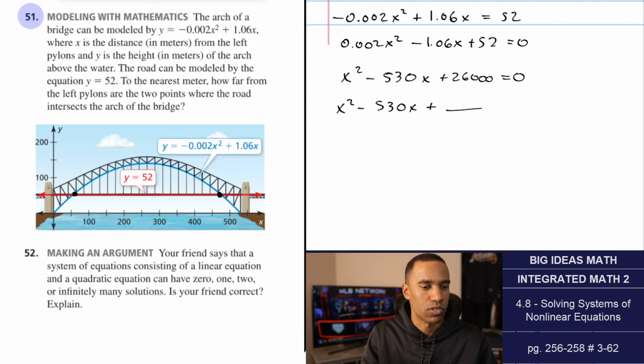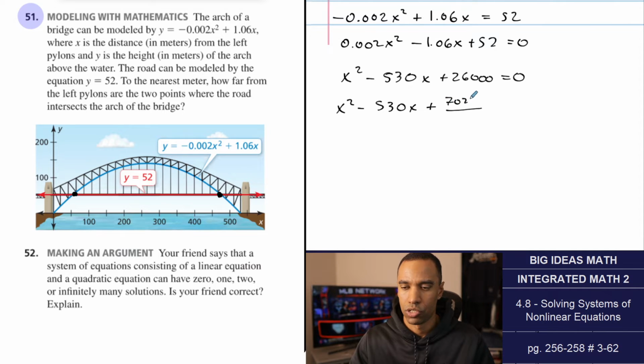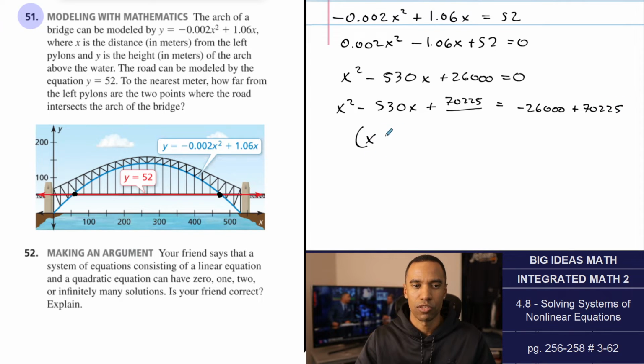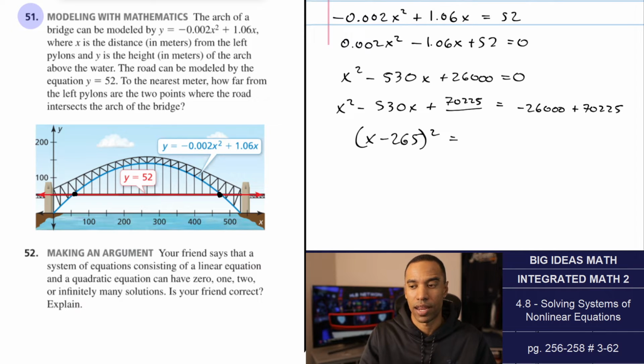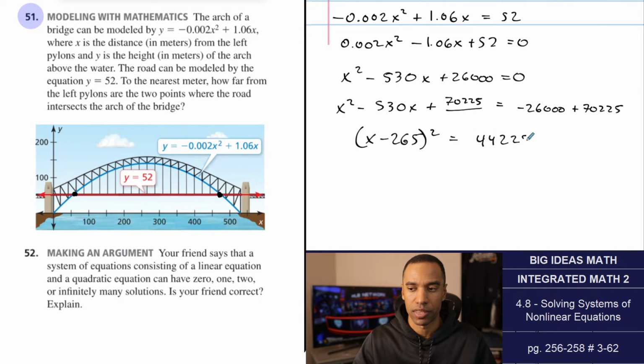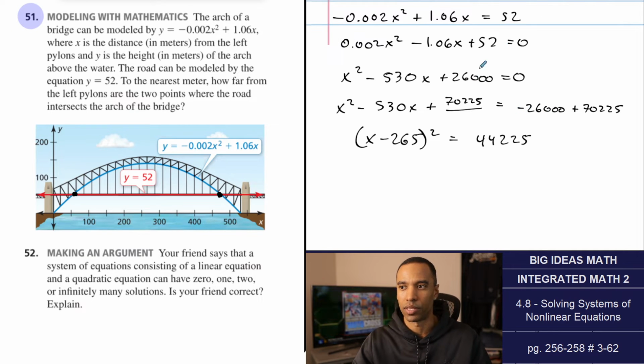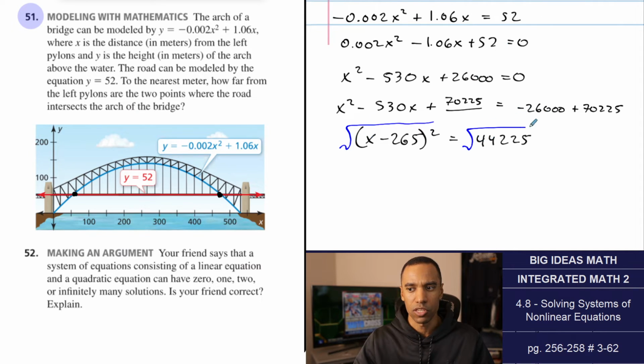530 divided by 2 is 265, and squared is 70,225. And this is negative 26,000 plus 70,225. I just like it more. This factors to x minus 265 squared equals that minus 26,000. I'm going to tell you right now that the quadratic formula would give bigger numbers than these, given how I went about doing this. Square root of both sides. This could be a perfect square. If it is, that means it's factorable, and if it's factorable, that means it wasn't factorable.